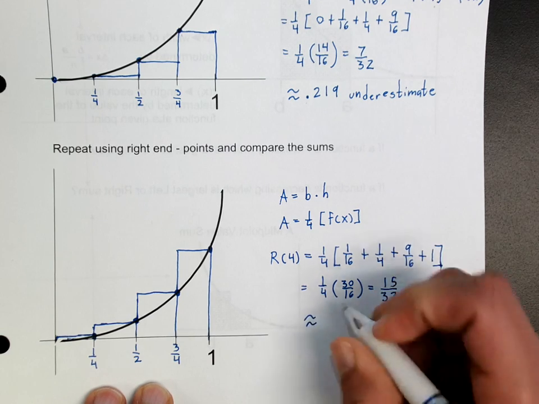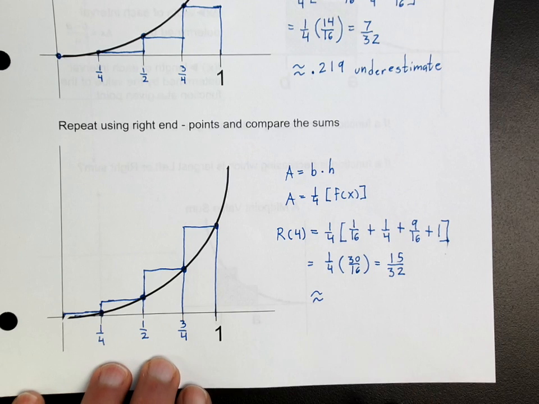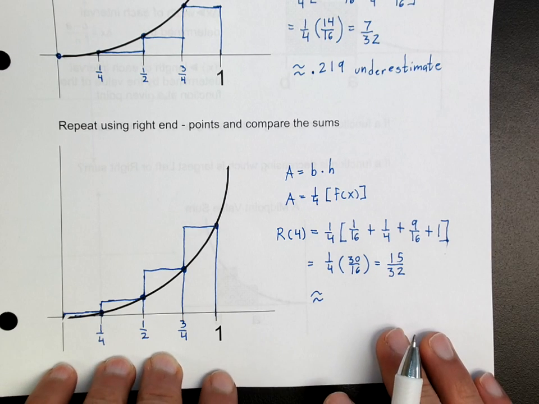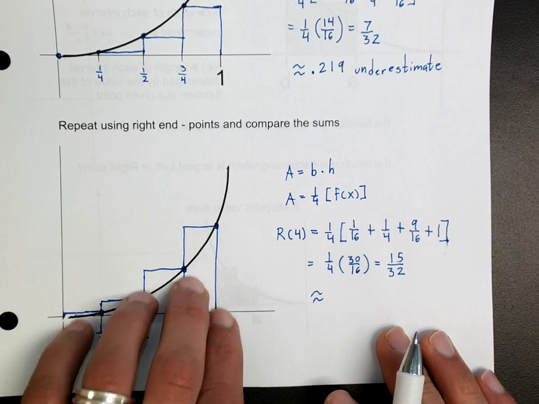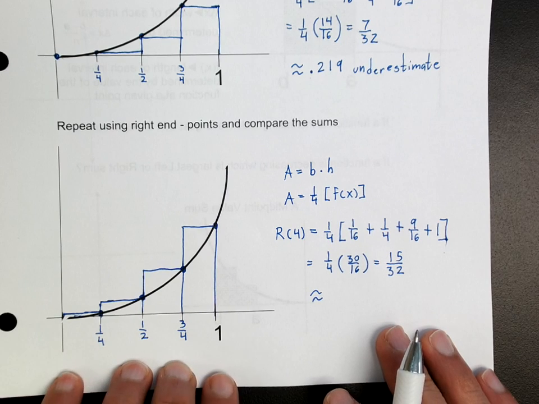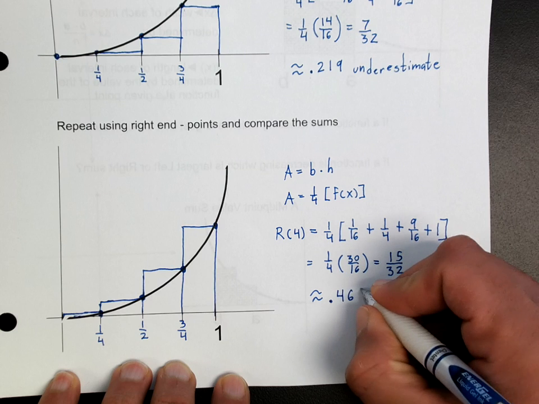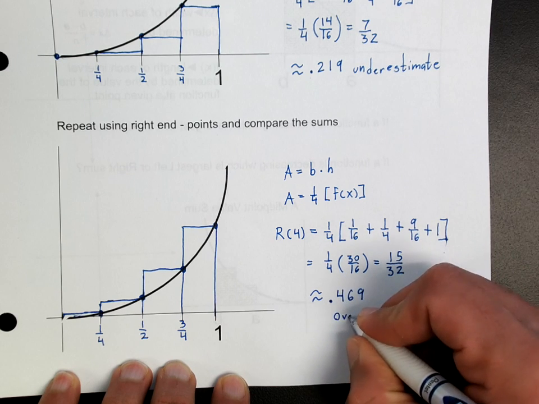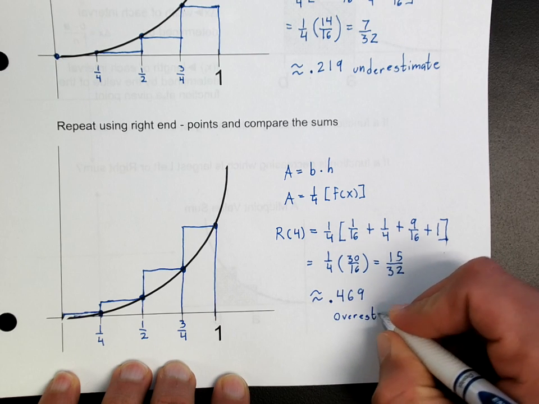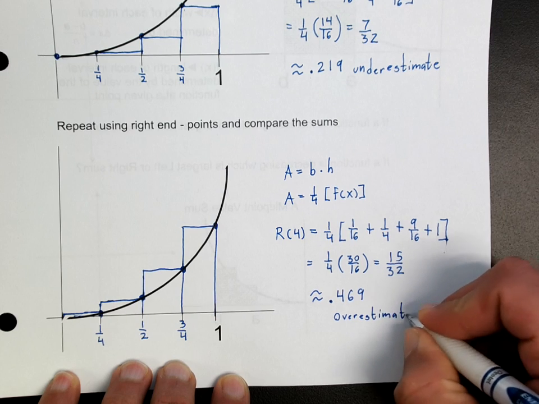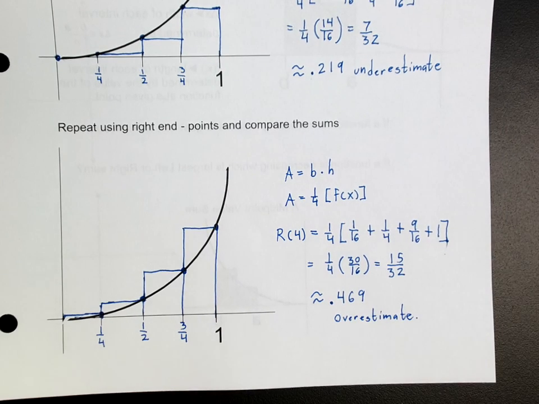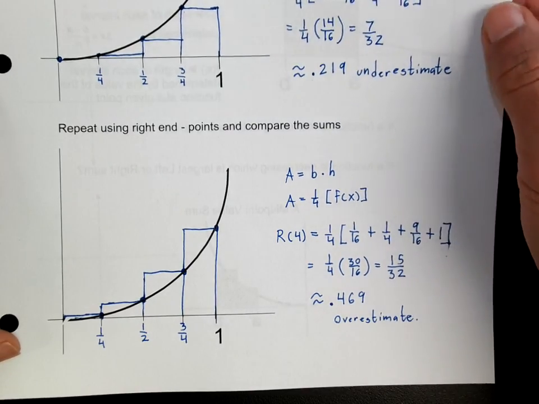Now if we look at this, we can easily tell that this is going to be an overestimation because these rectangles are going past that curve. Okay, so the 0.469 is an overestimate. Okay, and we're going to take this idea further later on in this class, but for today that's all we're going to talk about. So let's go to the back of this.